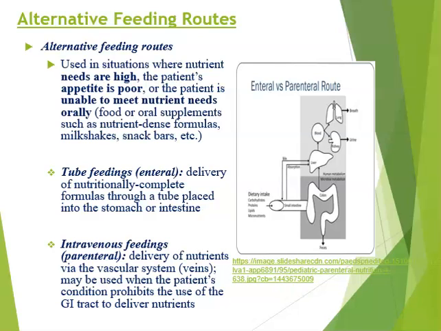Under the tube feedings, the delivery of nutritionally complete formulas through a tube placed into the stomach or intestine is initiated. Under the intravenous feeding, the delivery of nutrients via the vascular system or the veins may be used when the patient's condition prohibits the use of GI tracts to deliver the nutrients.